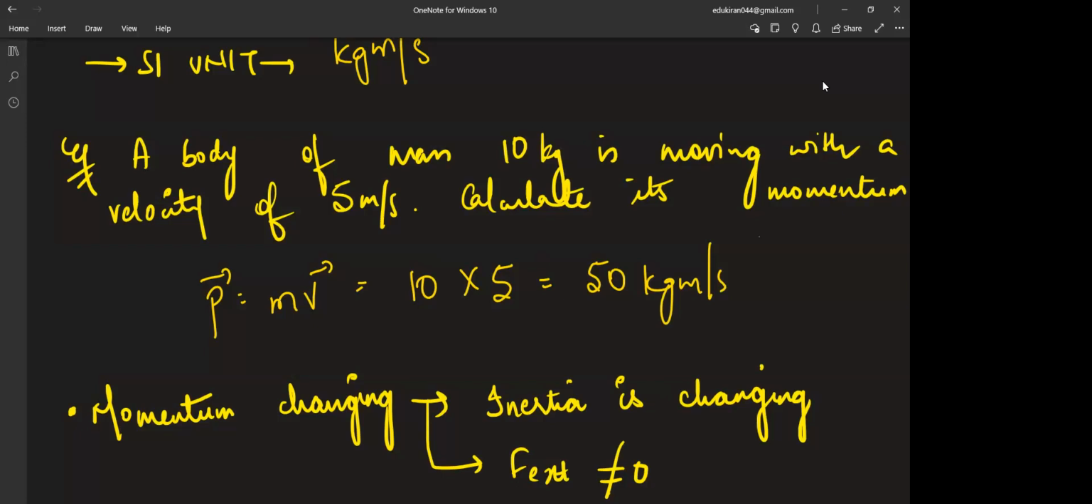What is the second point you wrote for momentum changing? That is, external force will be non-zero. If your momentum is changing, it means some external force is acting. That is, it is non-zero. Okay.